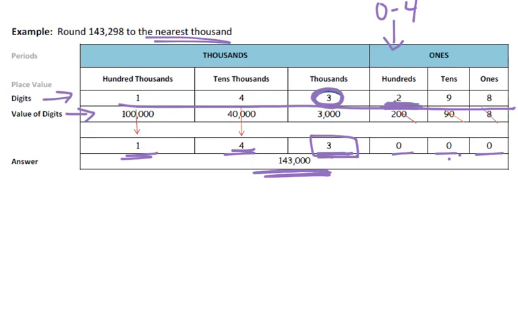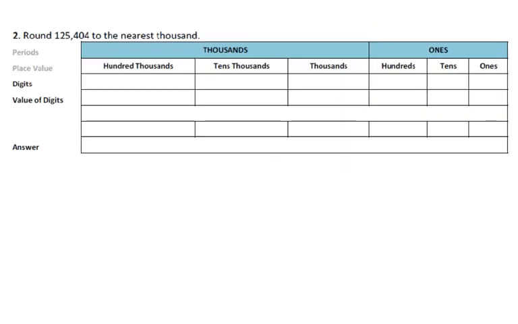This one was already done on your sheet. Let's look at another one. They ask us to round 125,404 to the nearest thousand. So I'm going to build it in my place value chart. I'm going to first put my digits on here. I have a 4, a 0 in the tens place, a 4 in the hundreds place, a 5 in the thousands place, 2 in the 10,000s, 1 in the 100,000s.